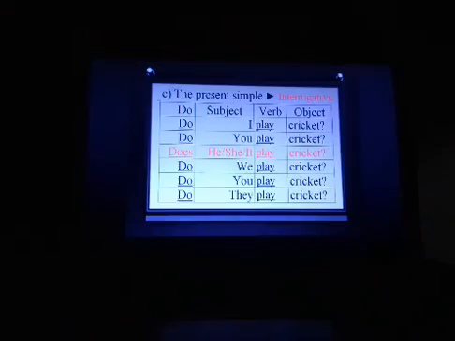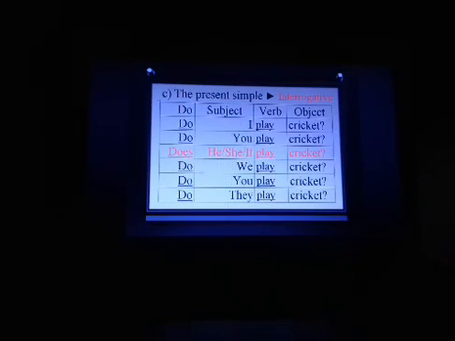Okay, let's have a look at the next slide. We see here the present simple tense interrogative. Sometimes you have to ask a question, and if you make a question, you have to follow this structure. Just add do or does at first, then put a question mark. Students, let's read and see what happens in all of these sentences.